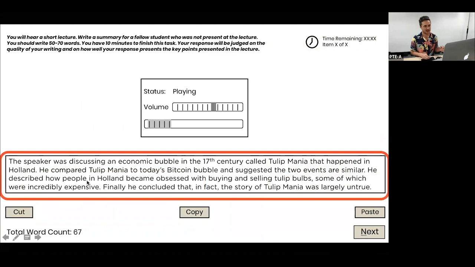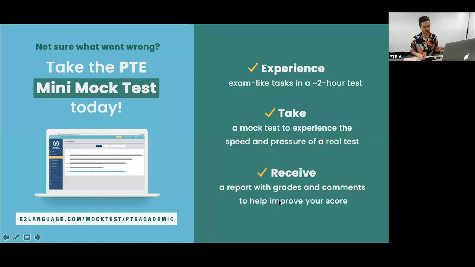Okay. So here's an example one. I'm going to skip it though, because we're going to do one in a second.